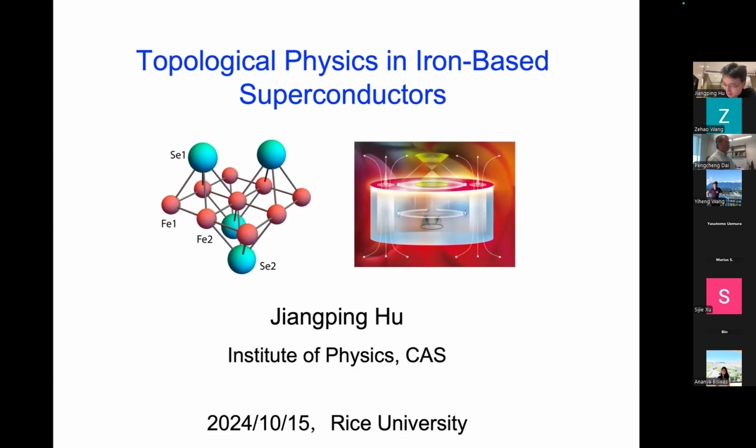Okay, thanks, Penton, for the introduction. Thanks also for inviting me to give this seminar. I will talk about topological physics in iron-based superconductors. This work started in my group almost 10 years ago. Here you can see a lattice of an iron-based superconductor. Here is a picture for the topological physics. We published it on the cover of a journal.